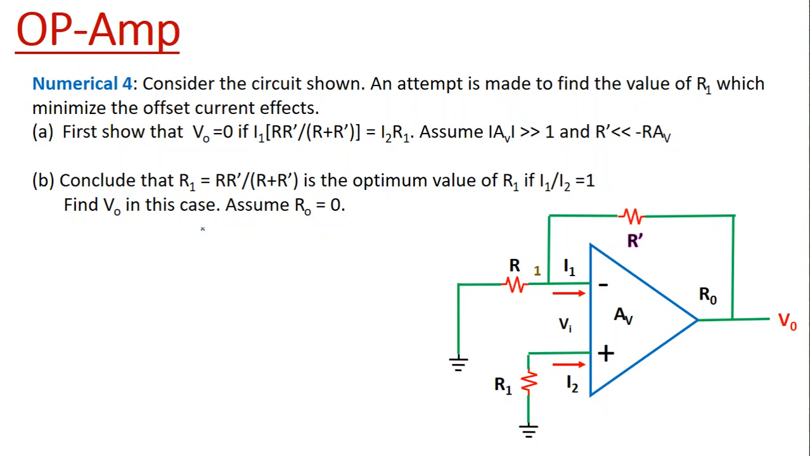B part is: conclude that R1 is equal to R dash divided by R plus R dash is the optimum value of R1 if I1 by I2 is approximately equal to 1, and we have to find output voltage VO in this case, and we have to assume output resistance RO is equal to 0 for this question.